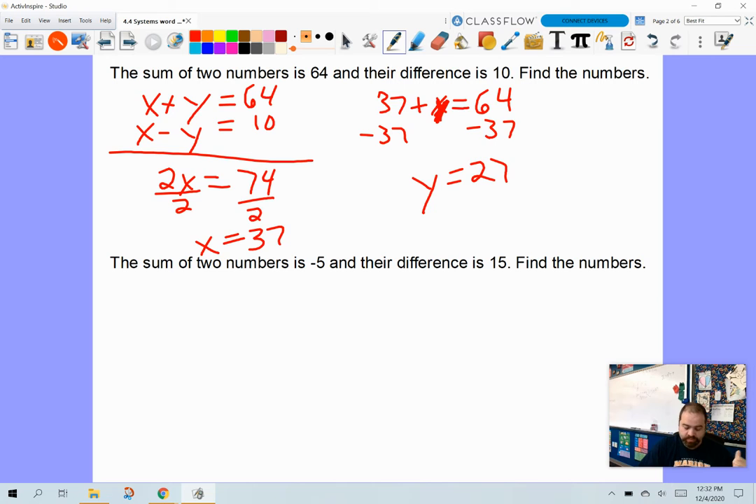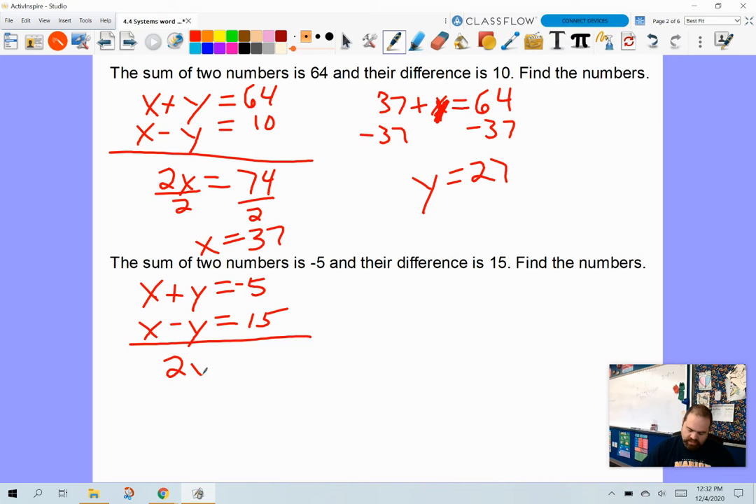It's pretty straightforward. Okay, the sum of two numbers is -5. Yes, it is possible for numbers to add up to be negative. Their difference is 15. The number problems, I'm calling these number problems because you're trying to come up with two numbers, are super straightforward because it's x plus y, x minus y. So 2x is this time 10. That means that my x value is 5.